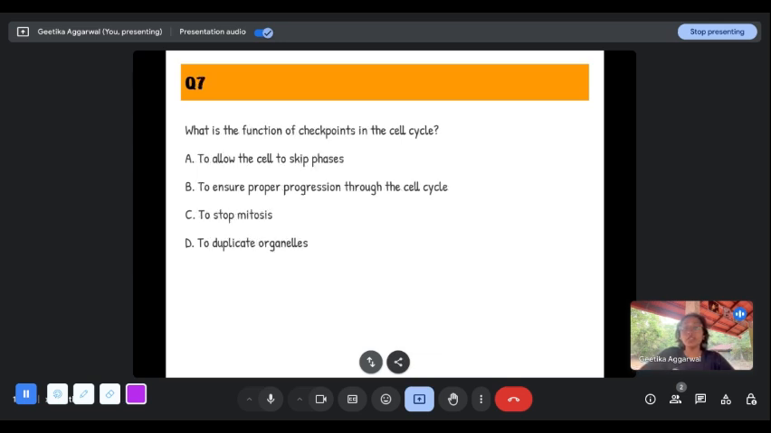What is the function of checkpoints in the cell cycle? So, what is the function of these different cell cycle checkpoints? Does it allow the cell to skip the phases? Does it ensure the proper progression through the cell cycle? Does it stop mitosis, or does it duplicate organelles? So, what do you think is the function of checkpoints in the cell cycle? The correct answer is that it ensures the proper progression through the cell cycle. So it ensures that the cell properly progresses through the cell cycle.